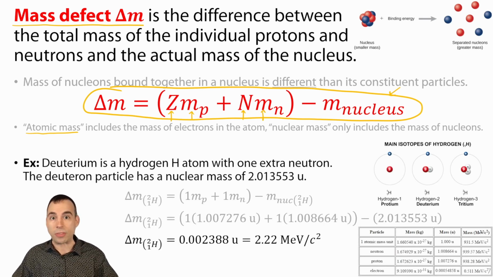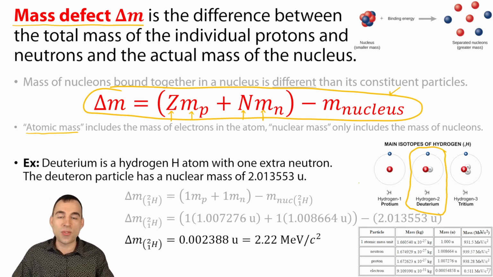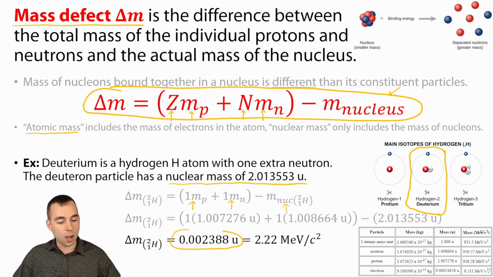For example, if we think about the mass defect in deuterium, which is a hydrogen atom with one extra neutron, we're taking a look at this nucleus right here and the mass defect in that nucleus. And so we could report out the atomic mass of deuterium and subtract away the mass of this one electron here. Or if we're given the nuclear mass, we can just plug that in directly to our mass defect equation. The mass defect of deuterium would involve one proton and one neutron coming together to ultimately create the nucleus of deuterium here. And we were given the nuclear mass, so we can calculate the difference in the constituent particles versus the nucleus itself. And we find that the difference is about 0.002388 U, atomic mass units.